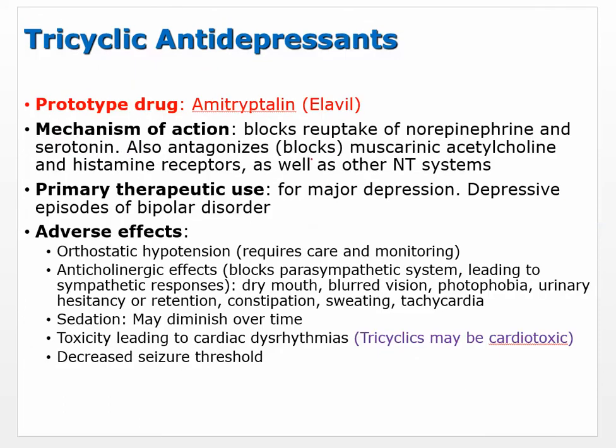The prototype drug amitriptyline, Elavil, blocks the reuptake of norepinephrine and serotonin. And normally this is all you'll see. But I put more here because it helps to remember the side effects. It also blocks acetylcholine and histamine receptors as well as other neurotransmitters. And really, what am I talking about there? The one that we probably should remember is the calcium, because that's going to clue us in to the fact that it can be cardiotoxic.